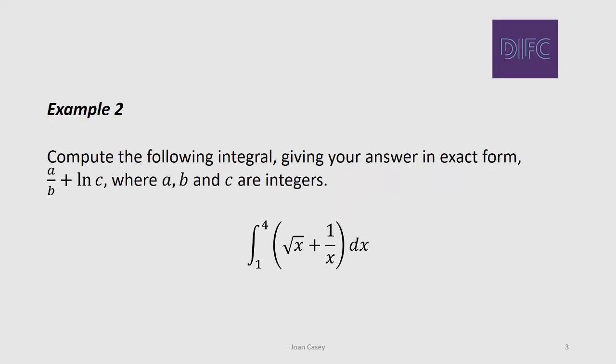The second example we have is: compute the following integral, giving your answer in exact form. And the form is a over b plus ln c, where a, b, and c are all integers. The integral we have has limits from 4 to 1 of the square root of x plus 1 over x dx. So we take a look at this problem: the integral from 4 to 1, square root of x plus 1 over x.